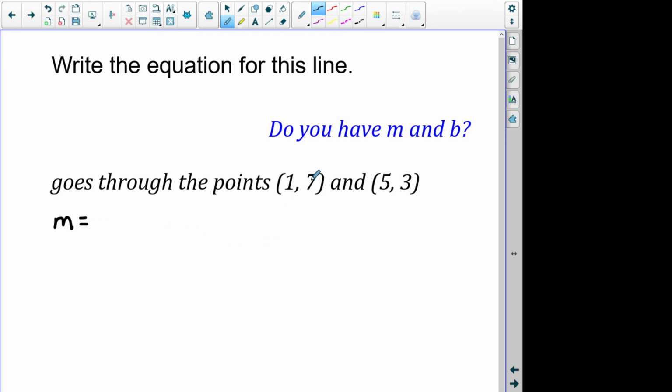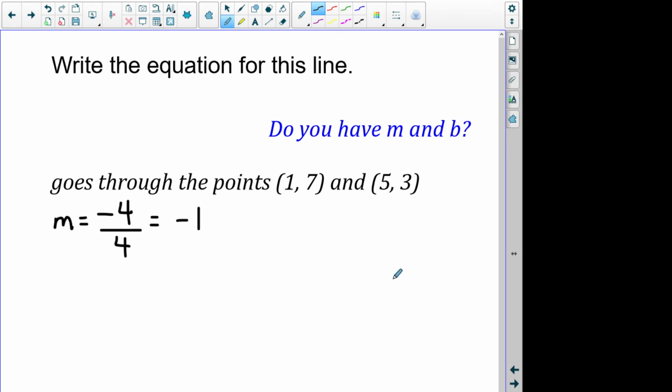And so I can see from this point to this point that the y values change from 7 to 3. It's going down, decreasing by 4. In the x values, it's going from 1 to 5. That's increasing by 4. So my slope here is going to be -1, if I simplify that. Okay, so we're getting closer. We have the m value now, but we still don't have the b value.